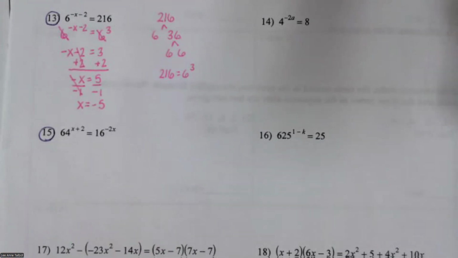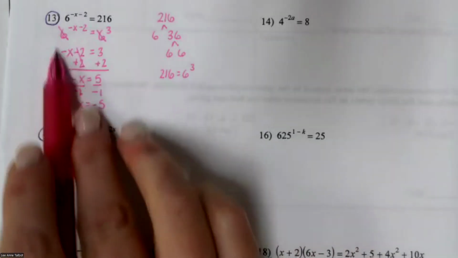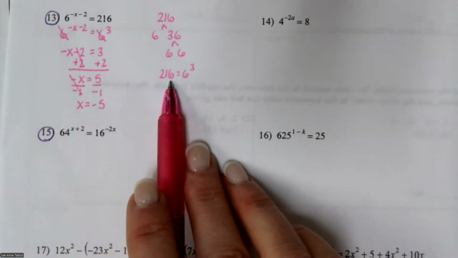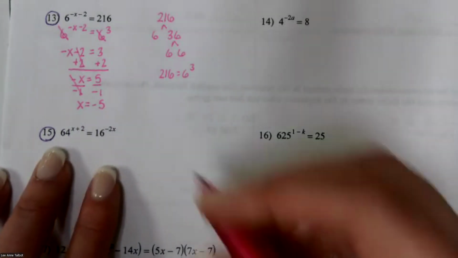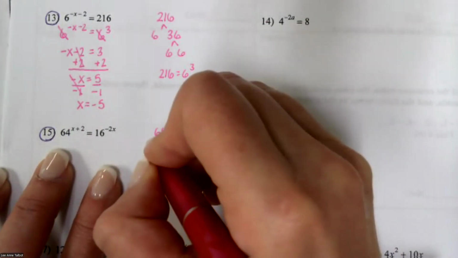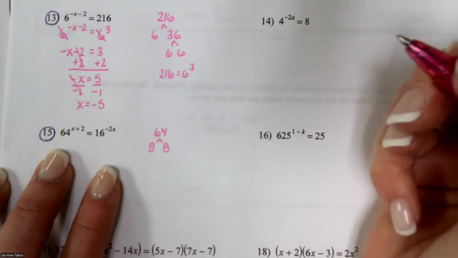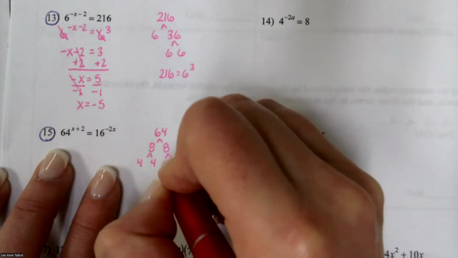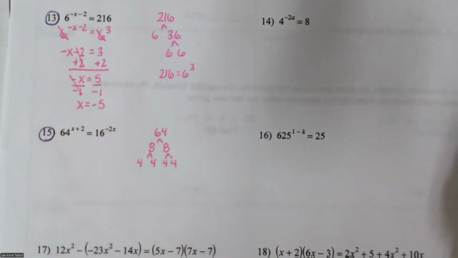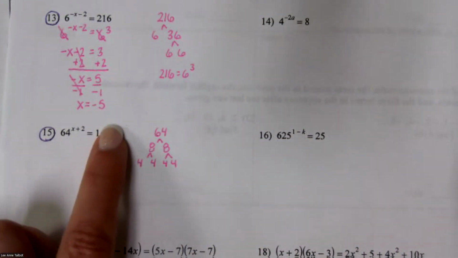Okay, now, this one's not super easy, but it's quite a bit easier than the last one. So 64, you guys probably know that's 8 times 8, and 4, and 4, and 4, and 4. Now, if you want to bring that all the way down to 2s, you can, but you don't have to.